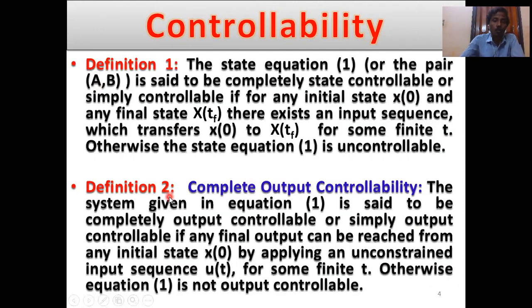What is definition 2? Complete output controllability. The system given in equation 1 is said to be completely output controllable, or simply output controllable, if any final output can be reached from any initial state x of 0 by applying an unconstrained input sequence u of t for some finite t. Otherwise, equation 1 is not output controllable. So this is definition 2, and this is definition 1.